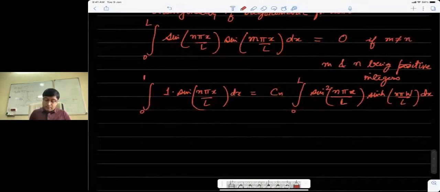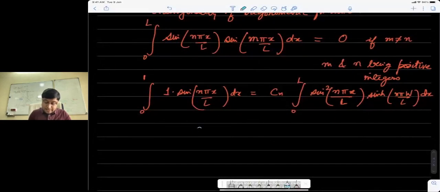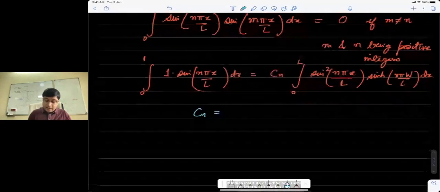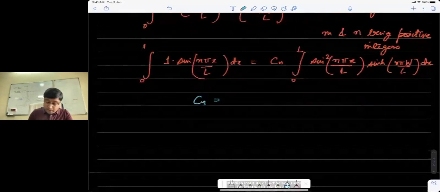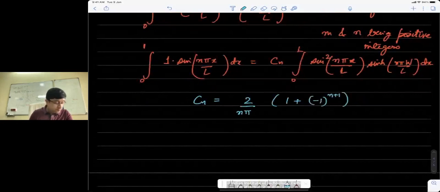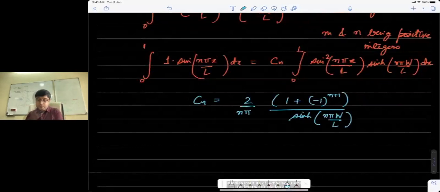And so I can integrate both left and right hand side. This I'm leaving to you as an exercise. So Cn in this case will come out to be 2 by n pi times 1 plus minus 1 to the power n plus 1, divided by sine hyperbolic of n pi W by L. So we can then obtain these specific coefficients, and now we can assemble the solution.